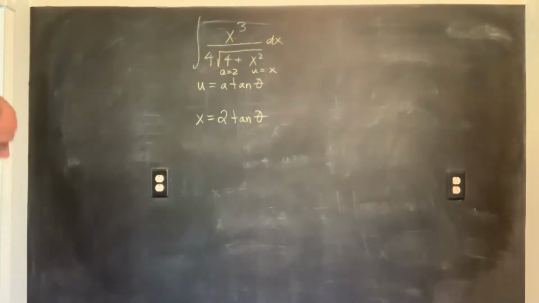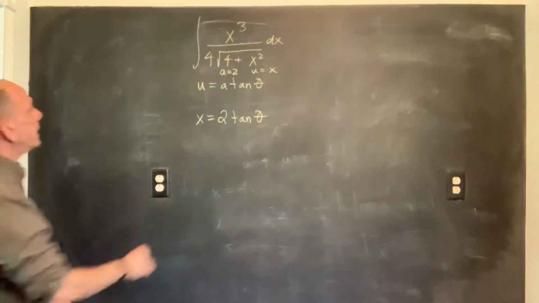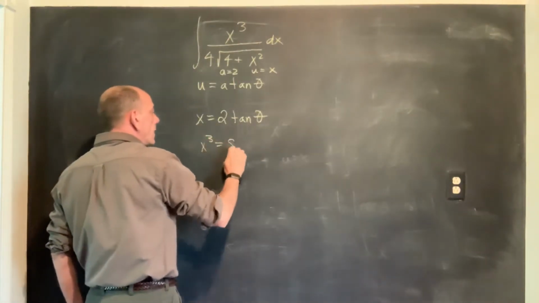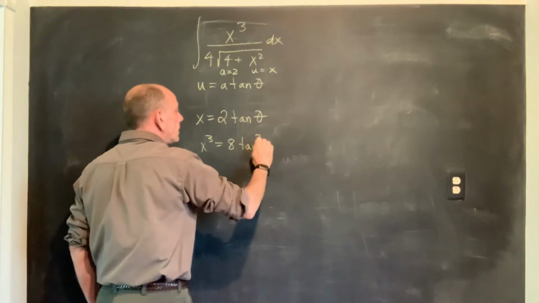All right, let's see. What all stuff do I need? I need x cubed. I can get that from here. X cubed is 8 tangent cubed of theta.